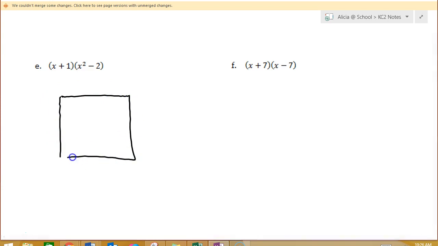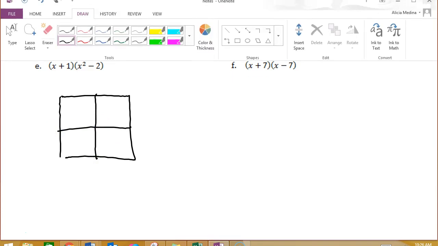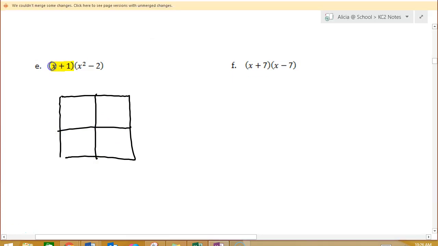I'll show you that it does not matter where you place each binomial. For example, if I had x minus 1, instead of putting x minus 1 on the top, I could have placed it on the side. But I have to make sure that each of those terms stay together.